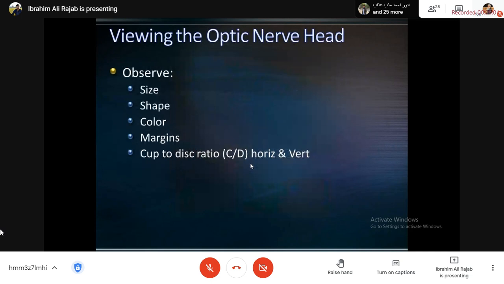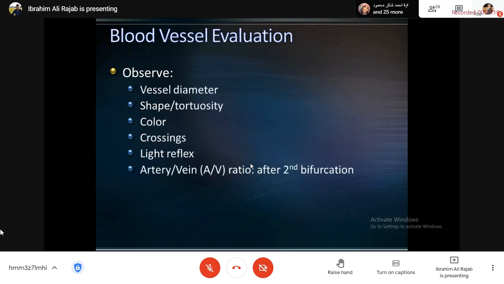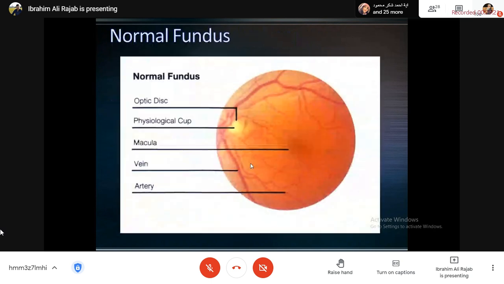As I said, when you examine the retina, whether by direct or indirect ophthalmoscope, slit lamp with condensing lens, or fundus contact lens, you should have a system. You should observe, first of all, the optic disc. We will see the margin of the optic disc, whether it is well or less demarcated. Then we will see what is called the neuroretinal rim.